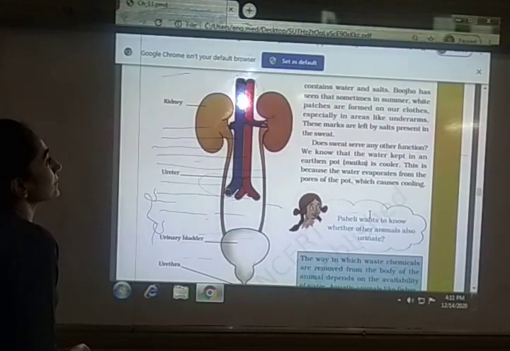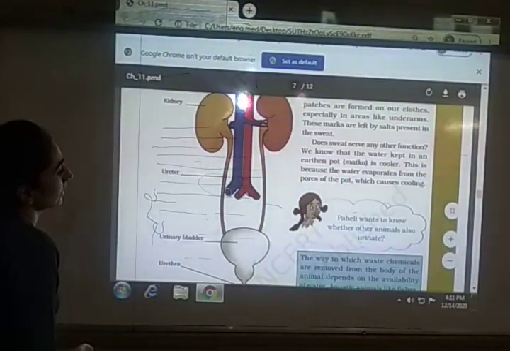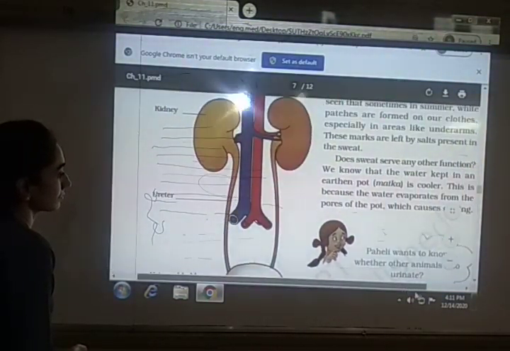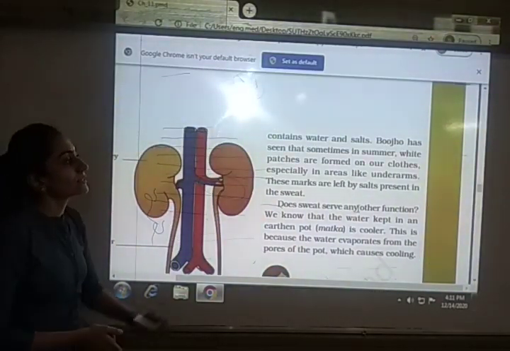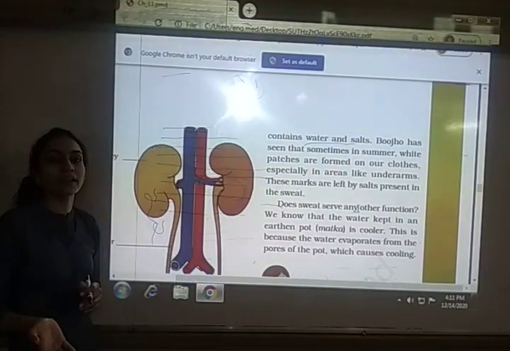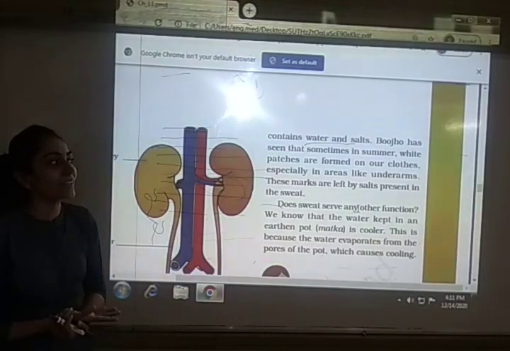Why? And what is that sweat? So this sweat contains water and salt. Some of you might have tasted it also. This sweat contains water and salt.